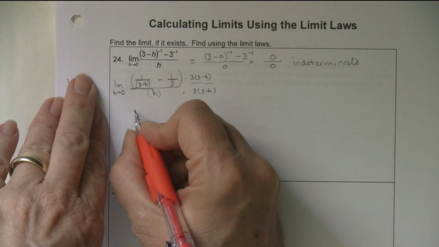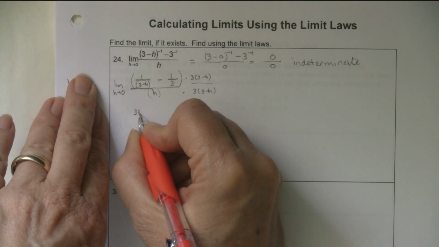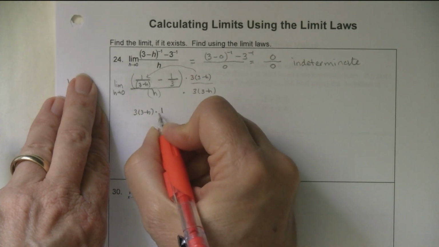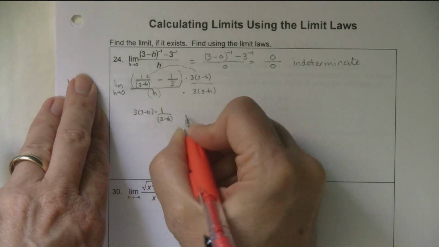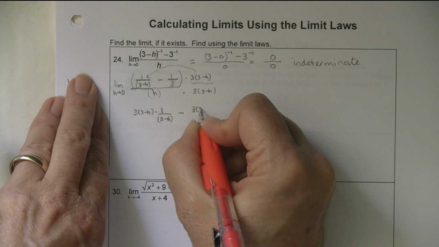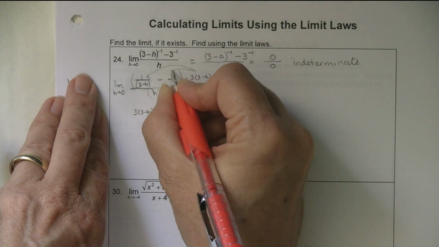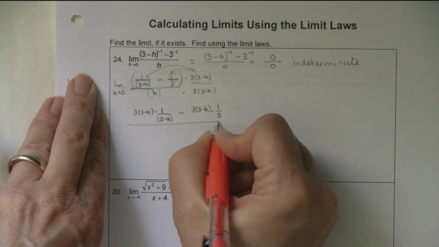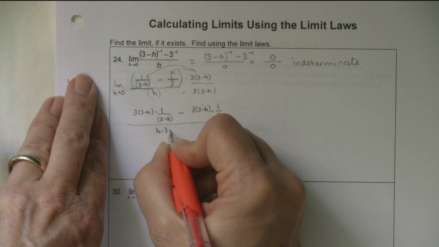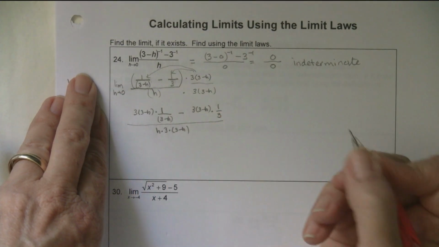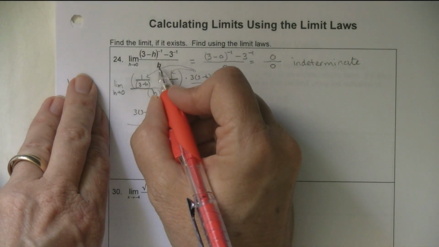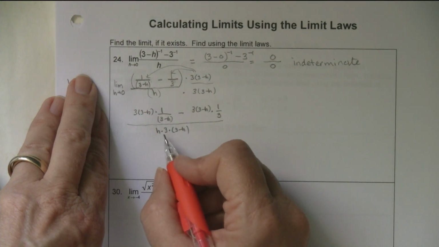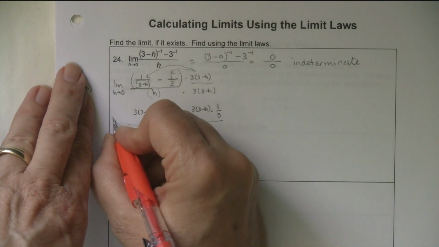So what this is going to look like when I distribute it is 3 times 3 minus h, right? I'm going to multiply that to that, times 1 over 3 minus h, minus 3 times 3 minus h, right? I'm going to distribute this to this, times 1 over 3. In the denominator, I'm going to have h times 3 times 3 minus h. And I don't really want to multiply that together because remember what I told you my goal was? My goal was to reduce out h. If I multiply this all together, then I'll have to factor it in order to reduce out h. So I don't want to do that.